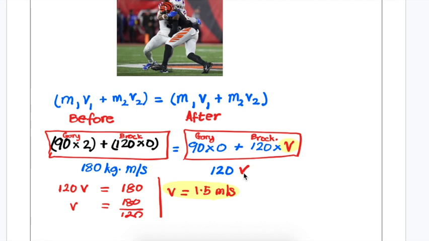subject of the formula. And to do that, when a multiplication is happening between these two terms, we need to do the opposite of multiplication, which is to divide. And whatever we do on one side of this expression, we need to do it on the other side as well. So therefore, we will divide 120v by 120, and we'll divide 180 by 120, and we'll make v equal to 180 divided by 120, and that comes to 1.5 meters per second.